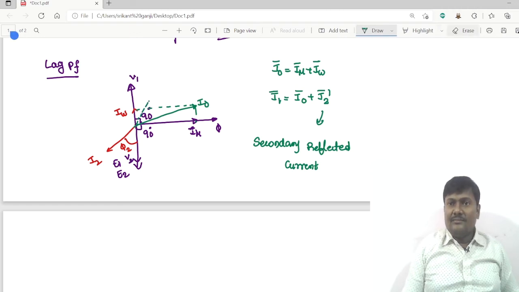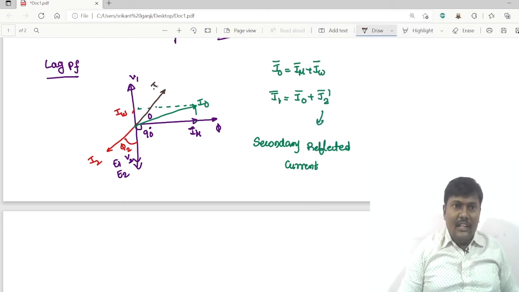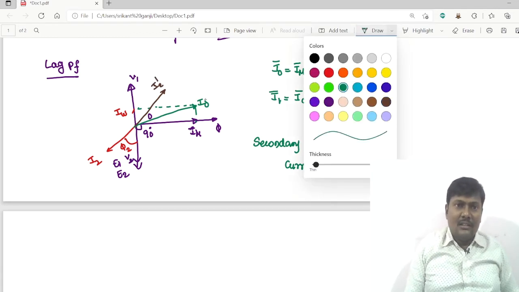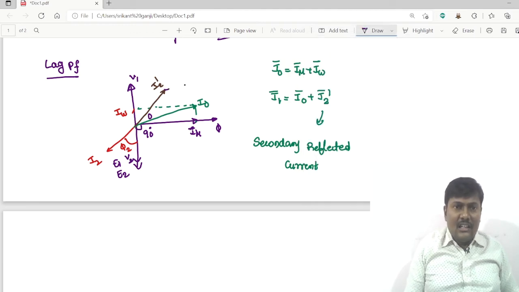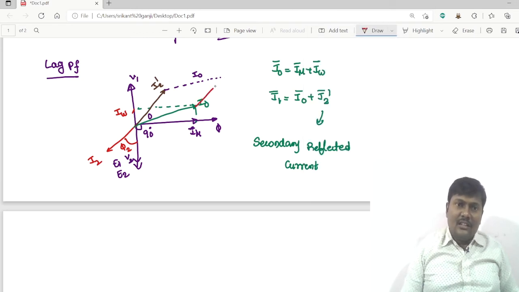So this is a line. I am drawing with different colors. So this is called the I2 dash. By adding these two vectors using the parallelogram concept, you will get the resultant current. So draw a line which is parallel to I0. The length of this one is I0. Draw a line from this I0 which is parallel to I2 dash. Then I get the resultant current. That resultant current is called I1.